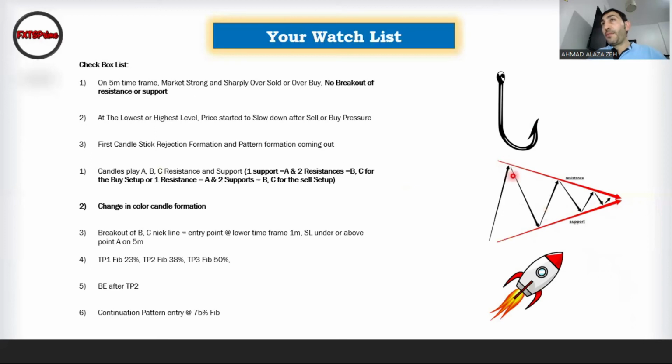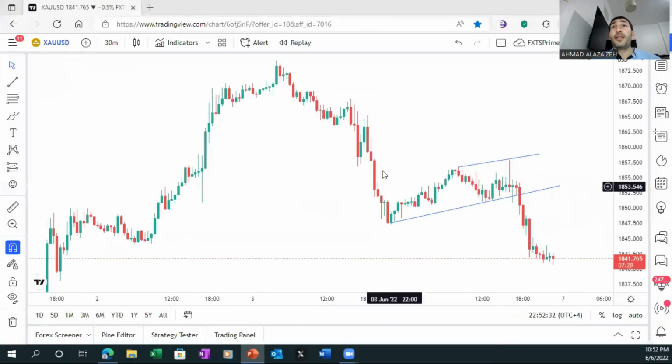So from the sell setup, I take two take profits and I hold the third one for long term, but I always put my stop loss on the top. So I hope that you have understood this. I hope that you have understood the checklist. Now let's go to the chart and explain nicely the hook setup.